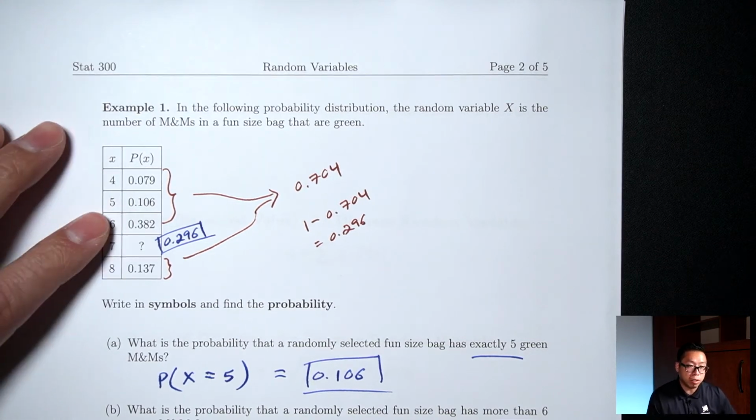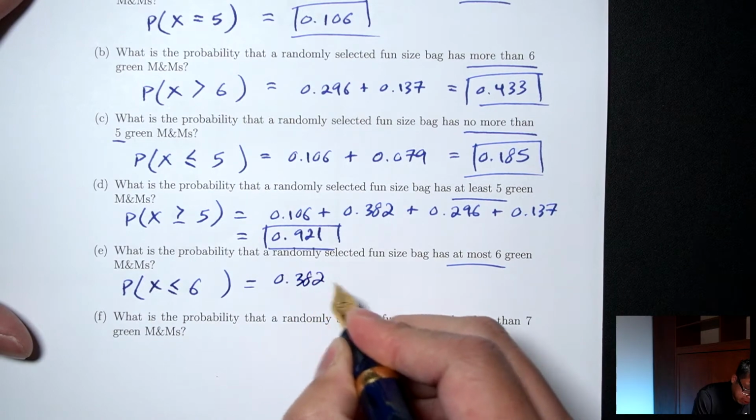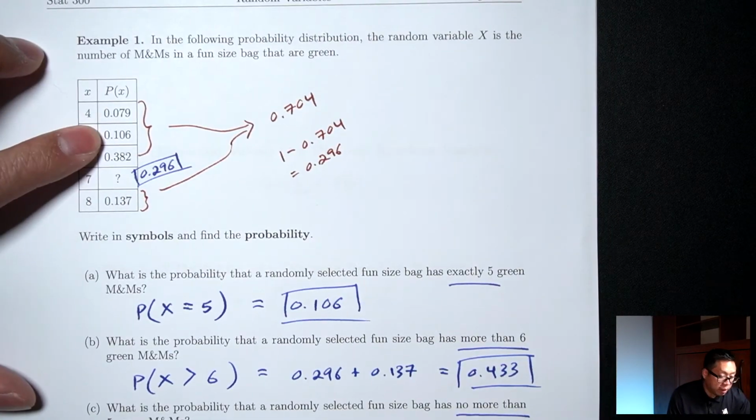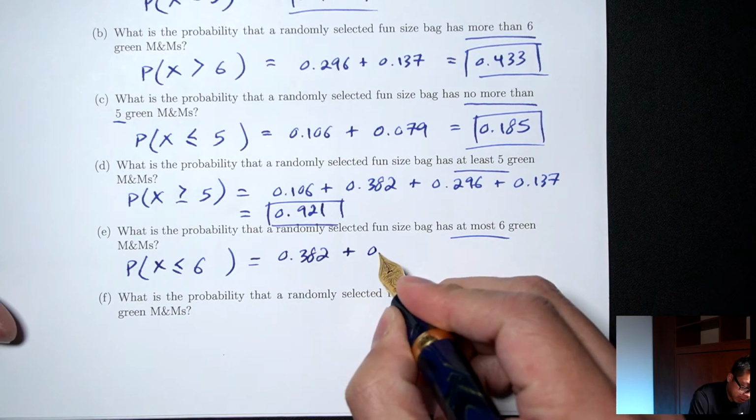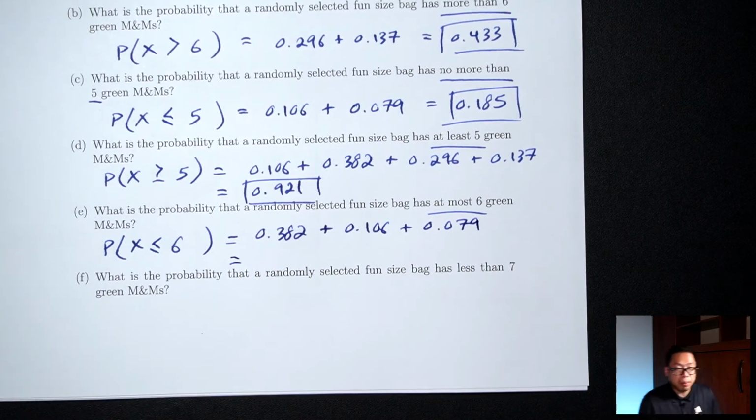So 0.382 plus 0.106 plus 0.079. Okay, add those up. 0.382 plus 0.106 plus 0.079. 0.567.